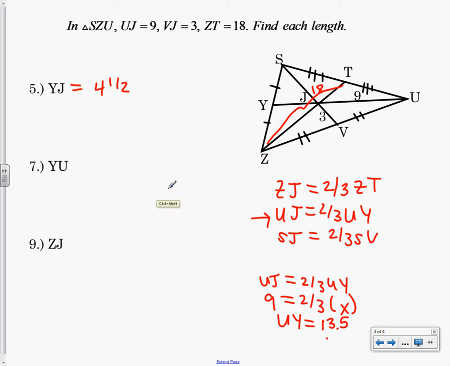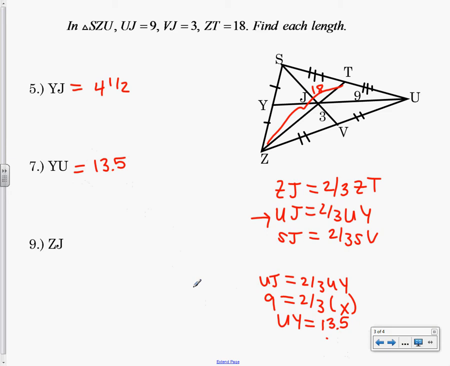The next question is YU. How am I going to find YU? We already did, right? We found UY. Isn't that the same? So we found it and we didn't even realize it. It's 13.5. We don't have to do that again, right?